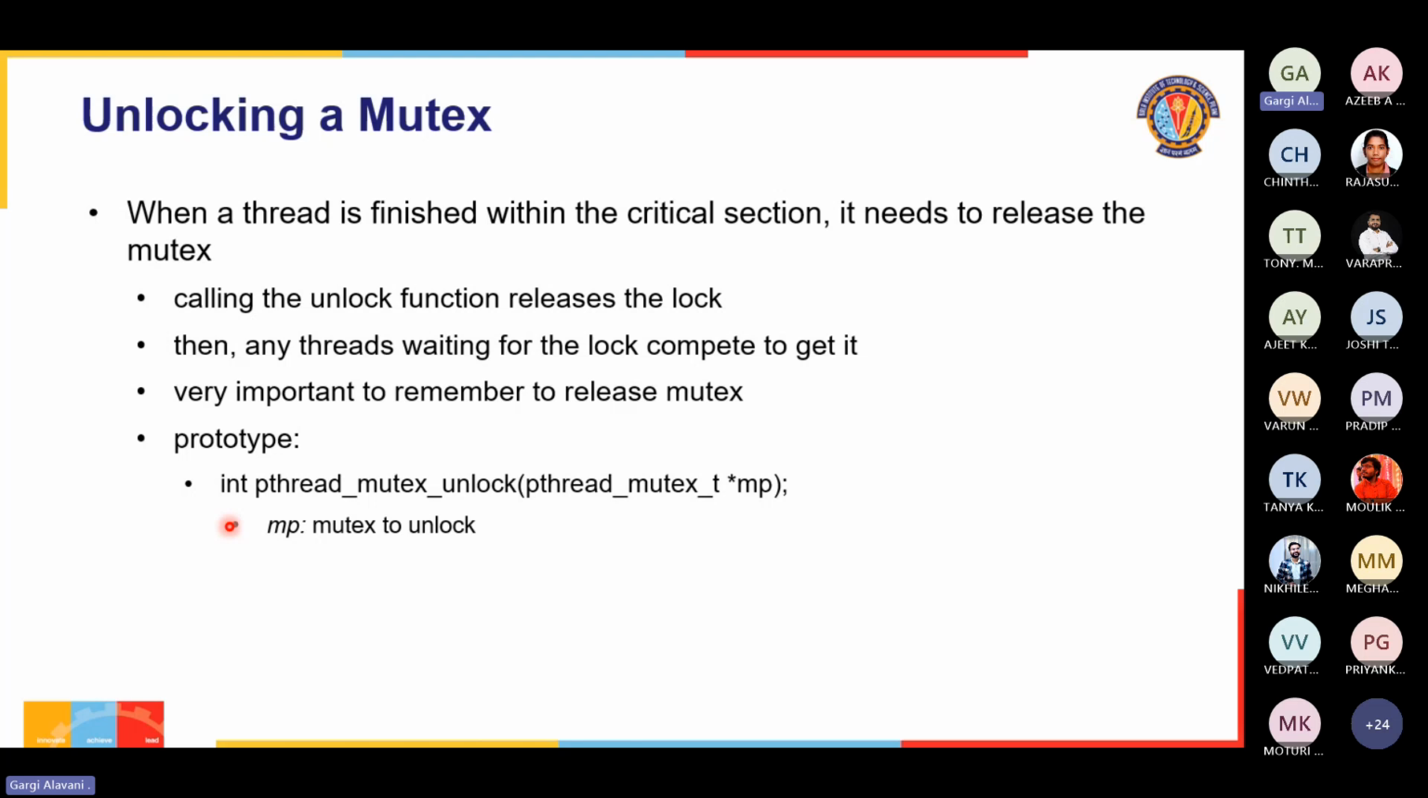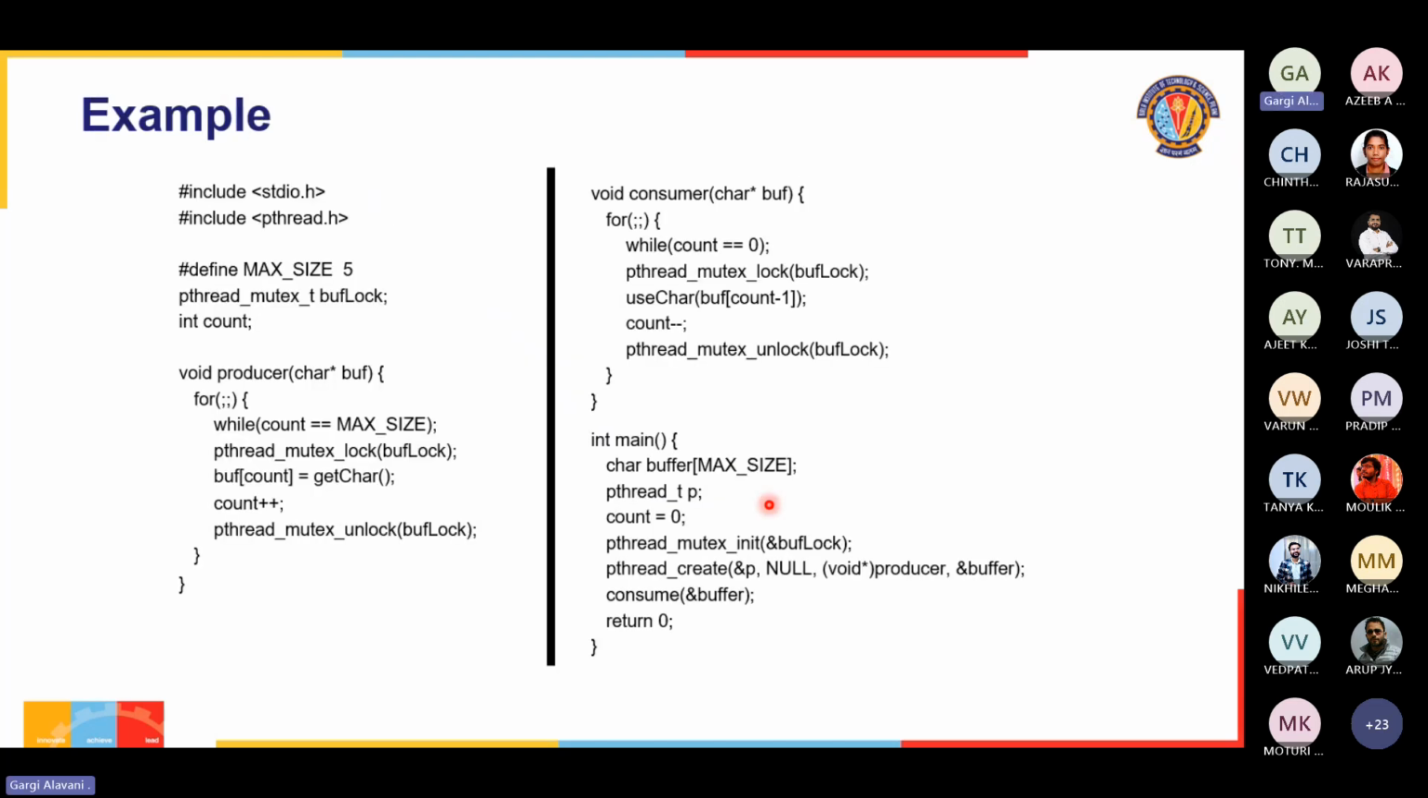Once the unlock is done, any threads which are waiting for this lock will get the lock and perform the instructions which are part of this mutex. So this is how you unlock it. With mutex unlock, you have to provide the ID of the mutex to unlock. So take a look at this and tell me what is happening here.